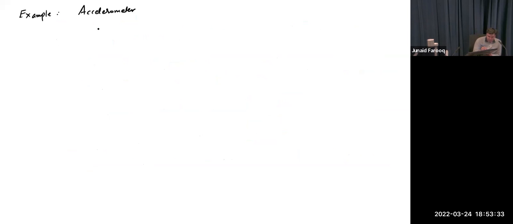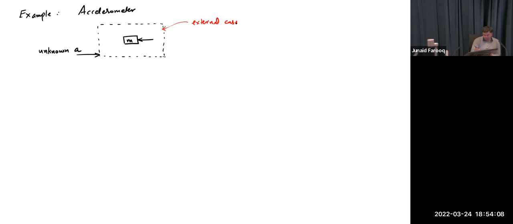Now, an accelerometer: let's say there's a system model which says that there is an external casing of the accelerometer. There is some mass m inside. This is the u, and this is the unknown a outside. These are the forces, and this is the external case of the sensor.